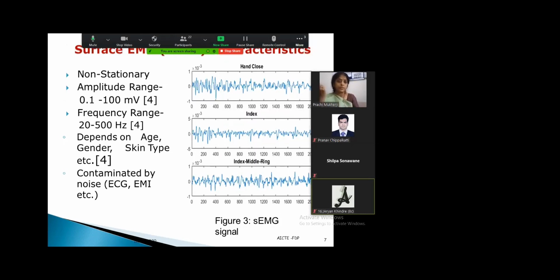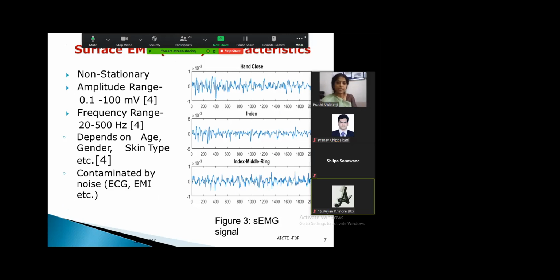So what are the properties? Because when we go for pre-processing, feature extraction, dimensionality reduction, and finally classification, we need to know what type of signal it is. It's a non-stationary signal, a real-time signal, and the amplitude range is 0.1 to 100 millivolts, which comes out from the electrode. And the frequency range is from 20 to 500 hertz.